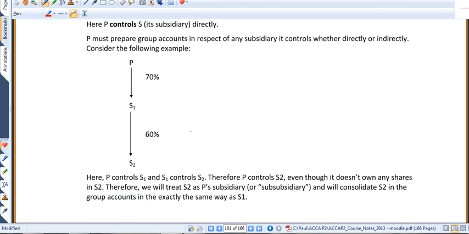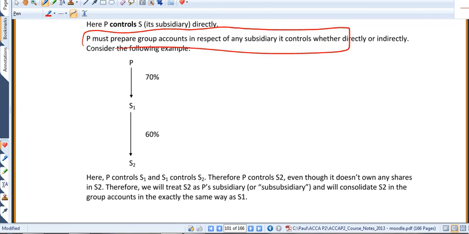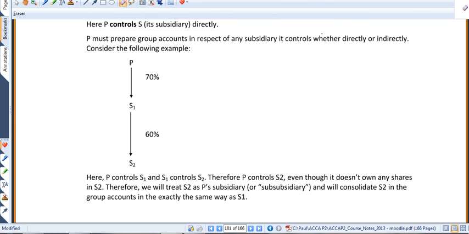And the first thing to acknowledge really is what we're dealing with. So I'm going to remind you that a subsidiary is any company which you control, and therefore P must prepare group accounts with respect to any subsidiary that it controls, whether directly or indirectly. So, for example, in the scenario you've got on the page here, P owns more than 50%, it owns 70% of S1, and so S1 is indeed a subsidiary of P.